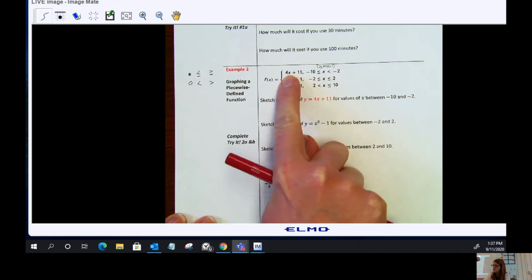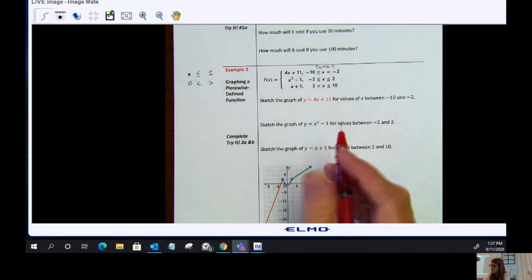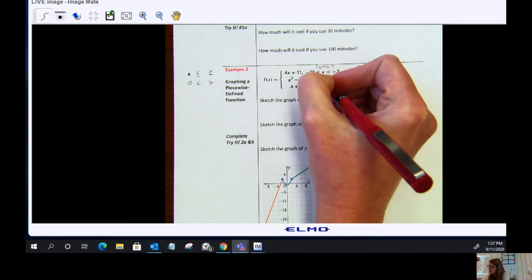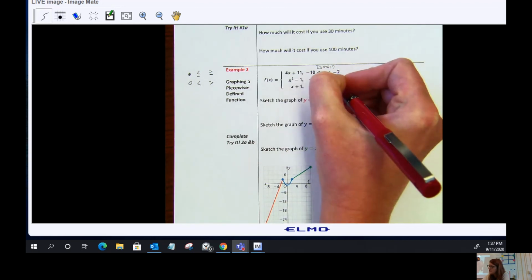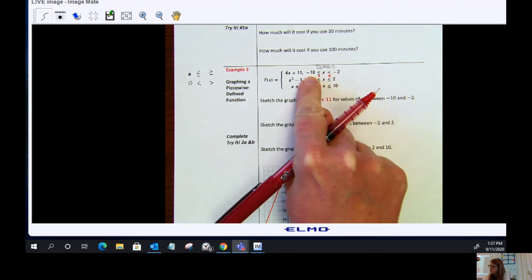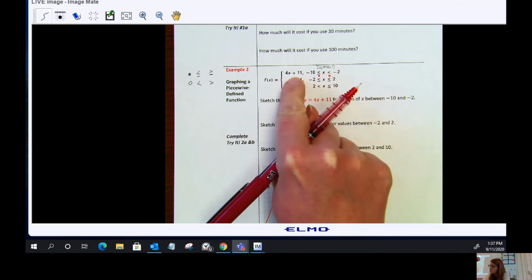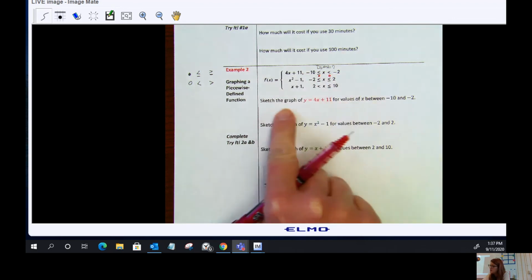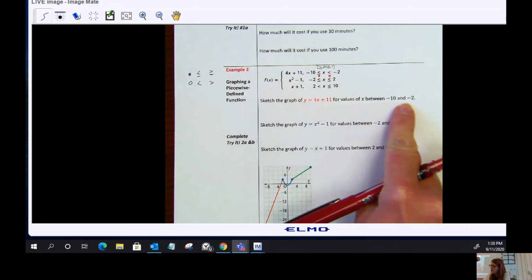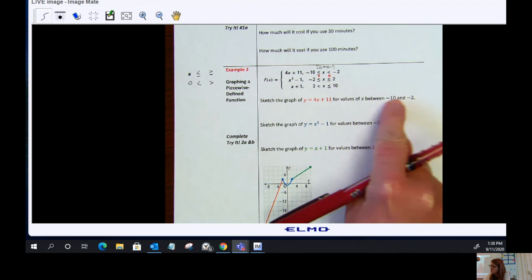Now I can see this one is linear, and I know that it only takes 2 points to graph a linear function. I can also see that I'm going to have a closed dot and an open dot based on these inequalities. So if this is linear, these are going to give me the endpoints of this graph. So we're going to sketch the graph of my first line for values of x between -10 and -2. I only need to do 2 here because these are going to give me the endpoints.